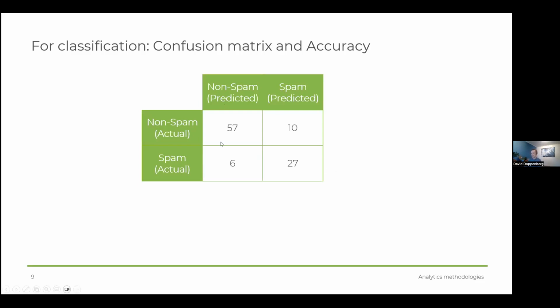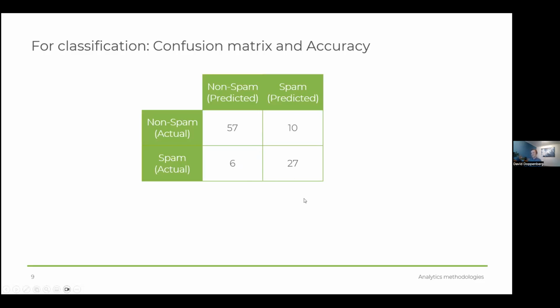So in this case, we will have 57 true negatives. So we have 27 true positives, and then we have 6 false negatives, I think. And in this case, we have 10 false positives, because in this case, we made a wrong positive label because the positive label is spam. So we get this matrix for our specific problem.